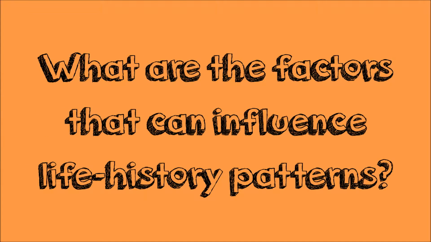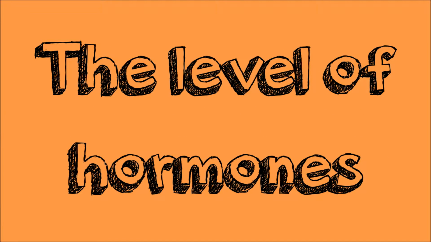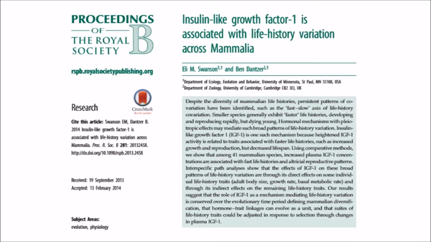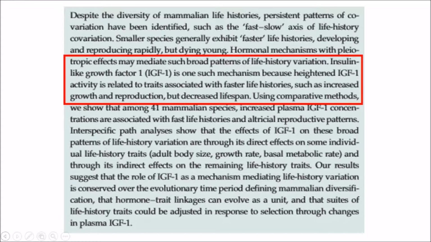So what are the factors that can influence life histories? One of these factors is hormones expressed in different species. Studies have been conducted on hormones such as insulin-like growth factor 1, known as IGF-1, which is an endocrine growth hormone produced primarily by the liver. An increase in IGF-1 is correlated to accelerated life histories across 41 mammalian species. This is characterized by an increase in reproductive and growth rates, but a decrease in lifespan.